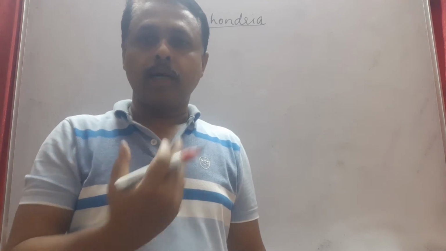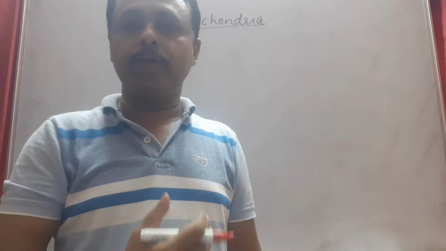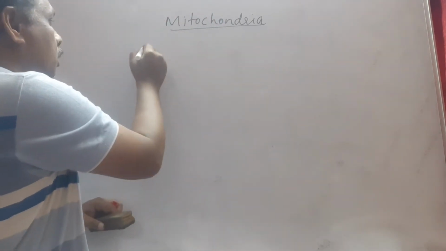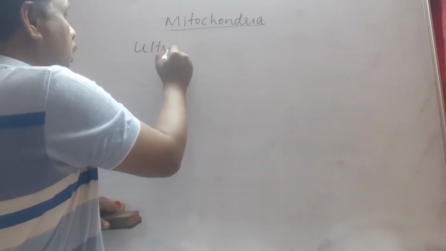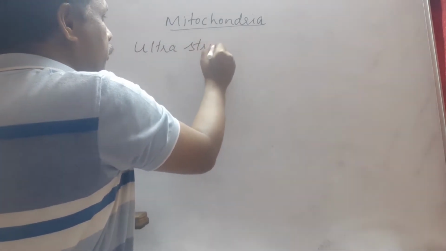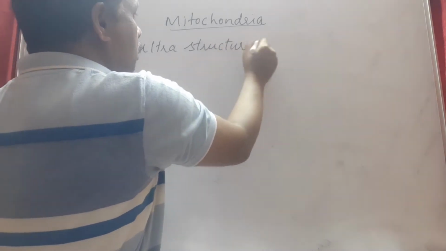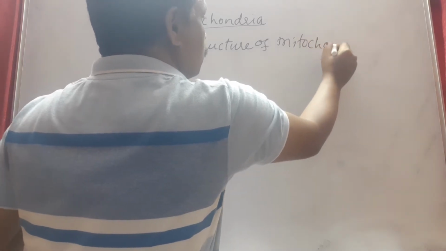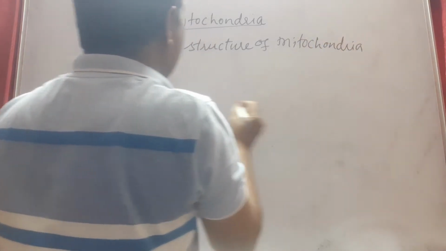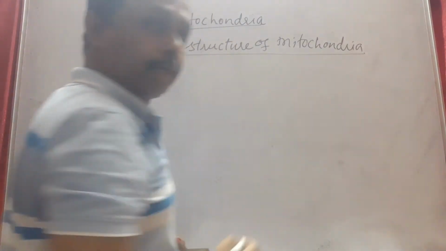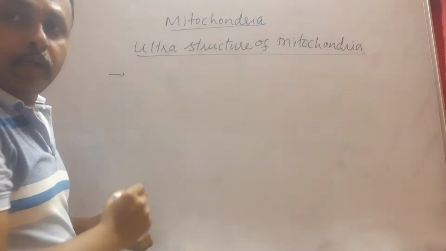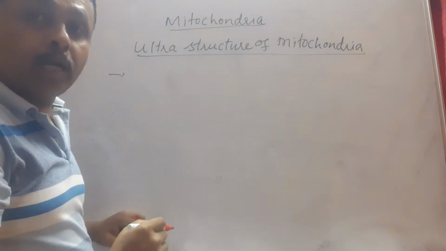So now, under this mitochondria, this is a second video. Under this mitochondria, we are going to talk about the ultrastructure of mitochondria. Ultrastructure of mitochondria. So usually, mitochondria is a double membranous cell organelle.